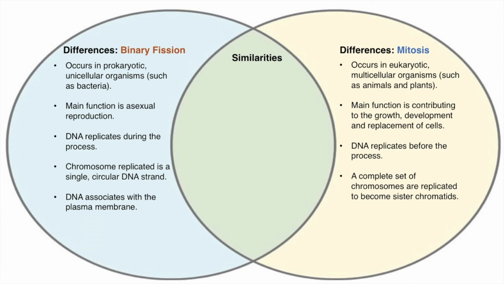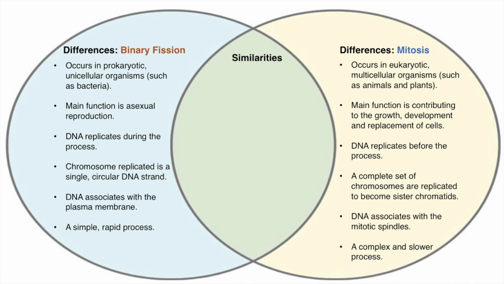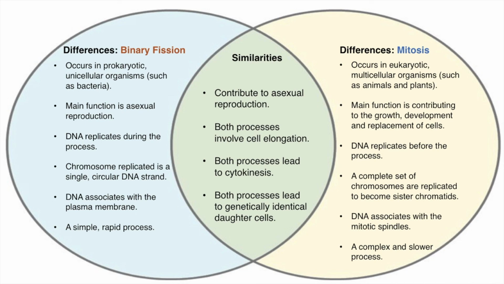In binary fission, DNA associates with the plasma membrane, whereas in mitosis, DNA actually associates with mitotic spindles. And binary fission is a simple and rapid process, whereas mitosis is a complex and slower process. Now for the similarities, both processes contribute to asexual reproduction, both processes involve cell elongation, both processes lead to cytokinesis, and both processes lead to genetically identical daughter cells.